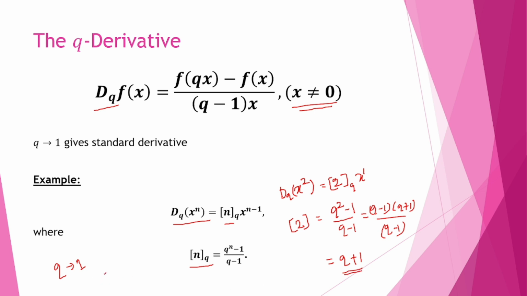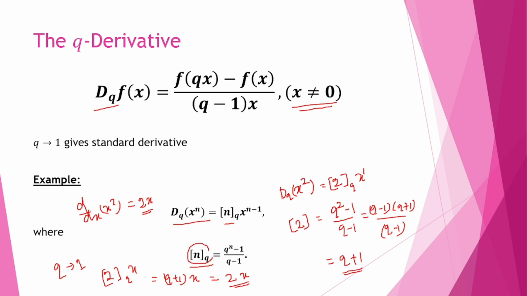So if q tends to 1, 2q x will be (q plus 1) x, that is nothing but, when q tends to 1, 1 plus 1, 2x. Okay. So we know that the classical derivative of x square is 2x. So the quantum derivative gives a generalized version, or the local behavior of the derivative, that we can get for a function. Okay, I hope it is clear.